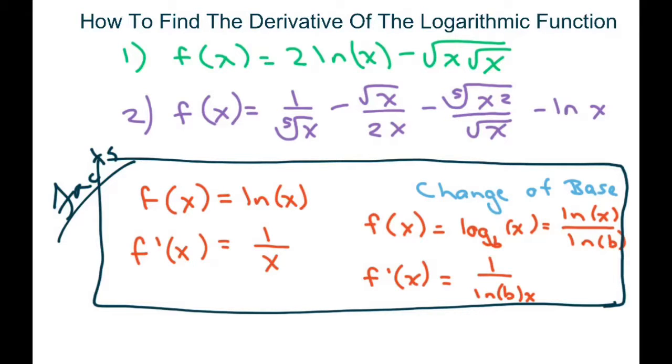If our function is ln of x, then the derivative is 1 over x, and also your change of base formula. If the change of base is ln of x over ln of b for log base b of x, then the derivative would be 1 over ln of b times x. So we're going to get started on these.